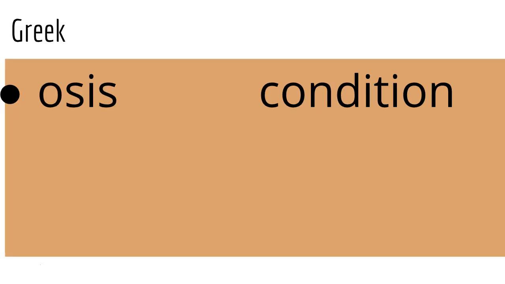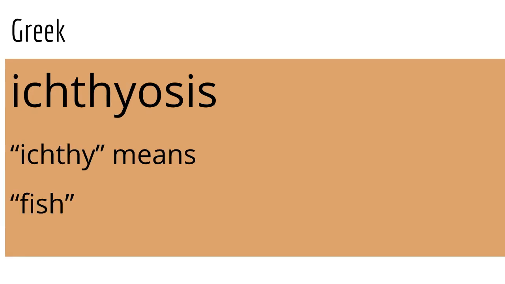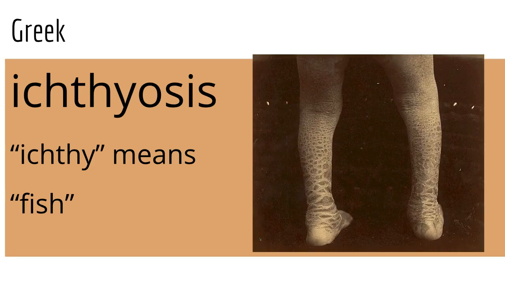Next we have the stem osis. Osis means condition. This is where we get words like neurosis, psychosis, or ichthyosis. And that's the one I want to talk about. Ichthy means fish. So if you have ichthyosis, you have a condition that's like fish. So what that would mean is your skin would look like the scales of a fish. That's what it's called. It means that when someone looks at you, they're like, oh, you look like a fish. You have a condition of looking like a fish.